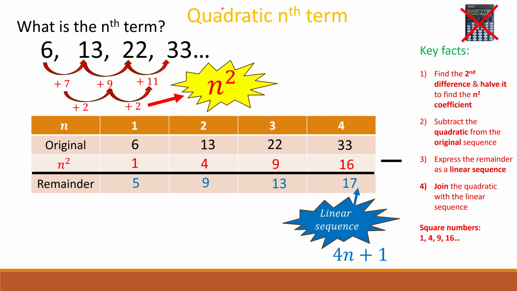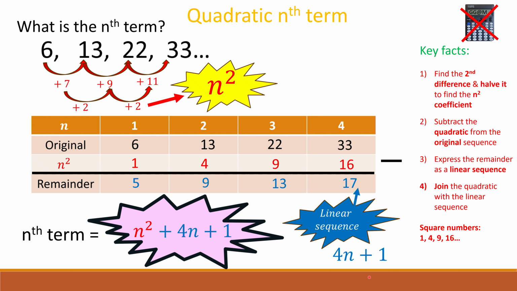To make the full quadratic nth term, we have to take this part here, the n squared term, plus this linear sequence here and combine them to get the nth term. So your final nth term is n squared plus 4n plus 1. So that is how we work out the nth term for a quadratic sequence.